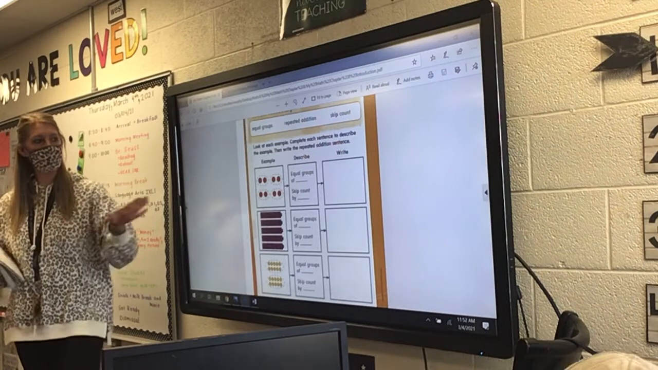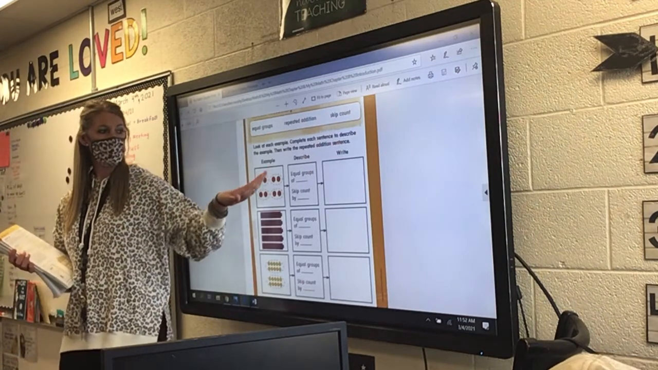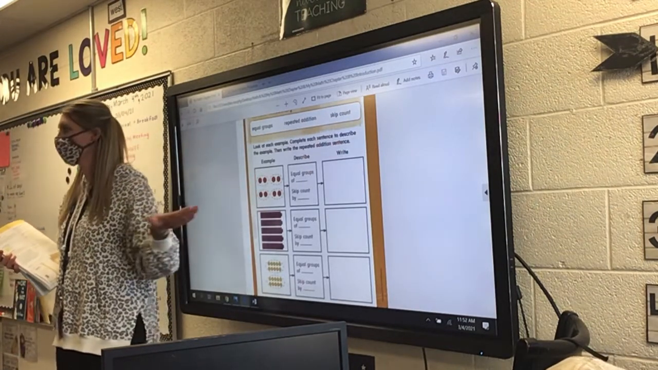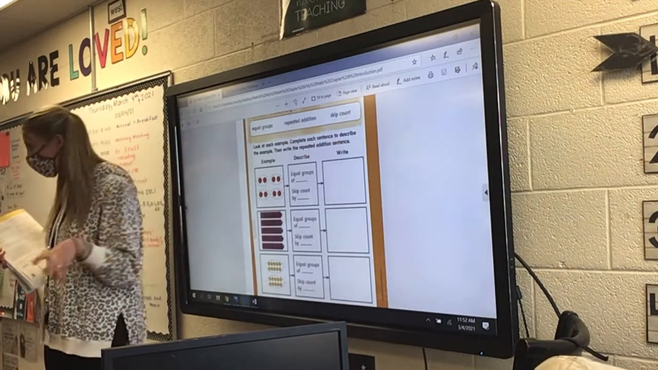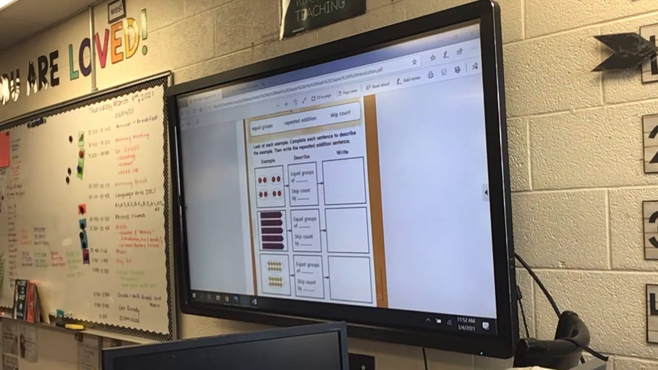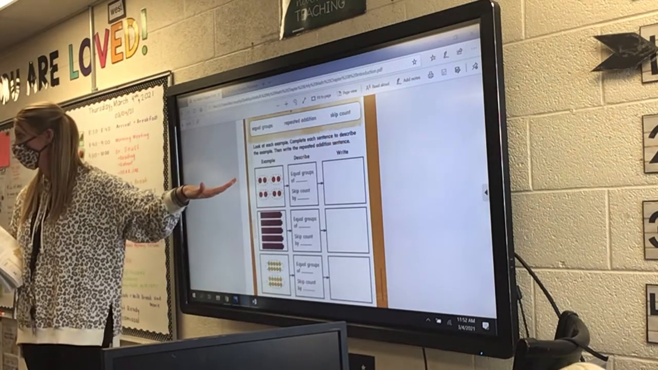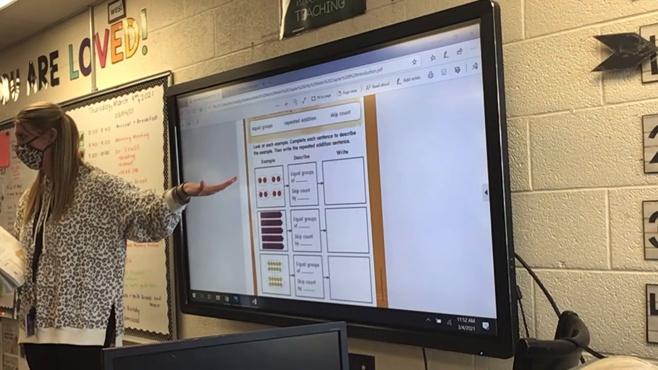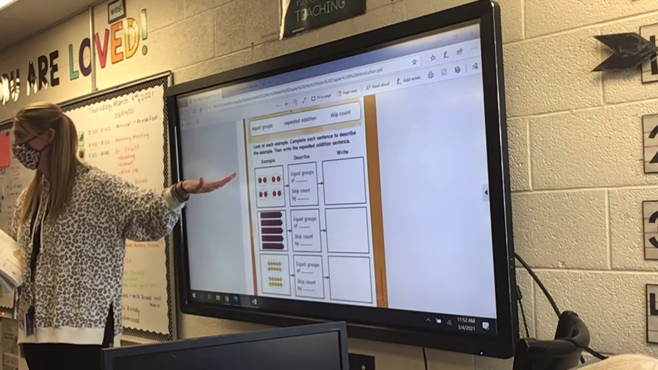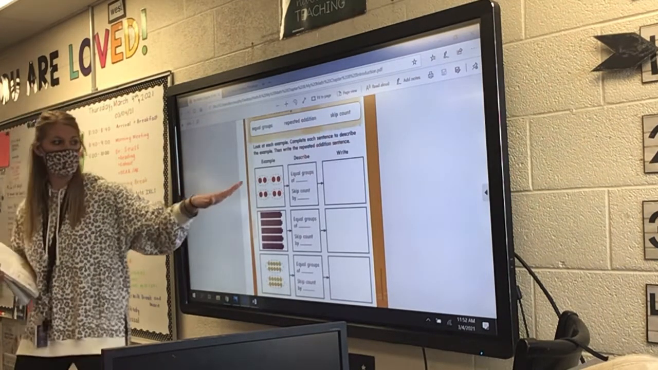Okay, now I just want to give you a little hint. This is a group, this is a group, this is a group, this is a group. They're all groups. They're all equal. But how many circles are in each group, Wyatt? This group has how many? How many circles? Everyone can do this. Wyatt, how many circles are in this group?